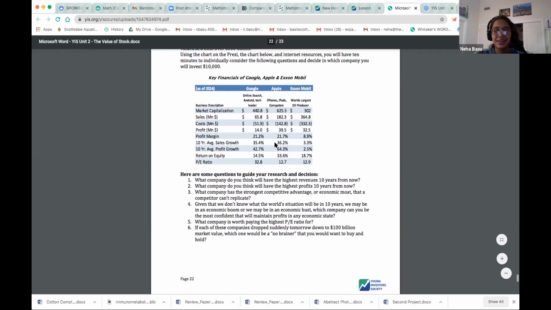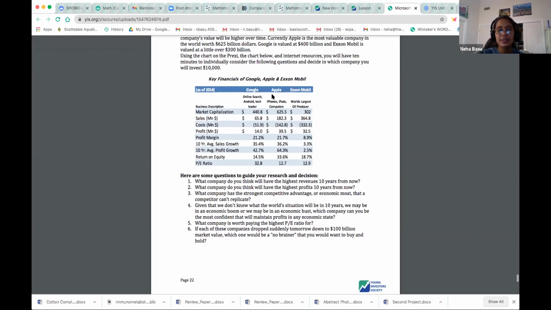I guess I can keep going. So it seems like based on what we've been talking about, Apple seems to be the strongest company. So this may be the one that's worth paying the highest PE ratio for. But if you look at the values, it actually has the lowest PE ratio out of the 3.